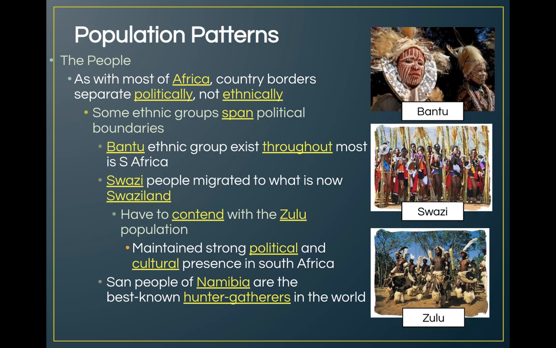So that's them here. And then you have the Swazi people, who migrated to what is now known as Swaziland or Eswatini, as we saw on that map. But they also have to contend with the Zulu population. The Zulu tribe, these guys down here, are more known for being a strong warrior tribe. So they've been able to maintain a strong political and cultural presence in South Africa, even though their population isn't as large as some of the others. And then the San people of Namibia are the best known hunters and gatherers in the world.